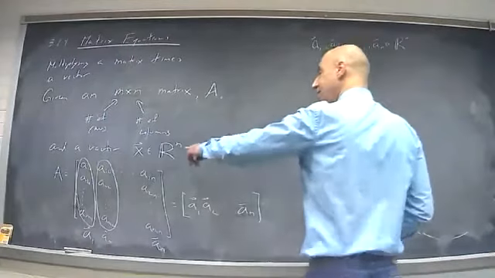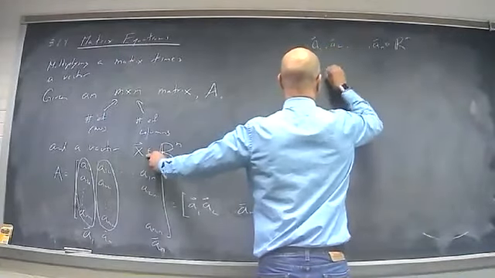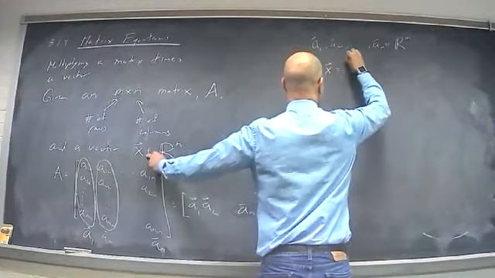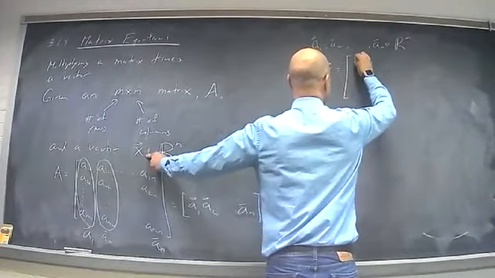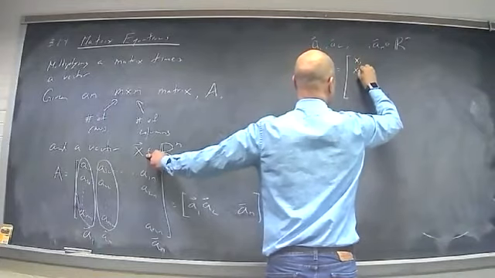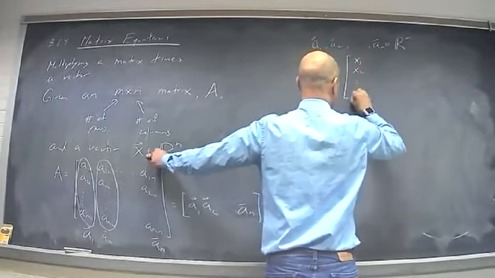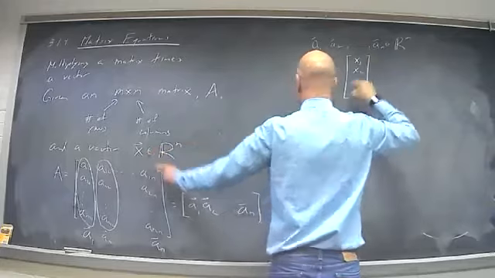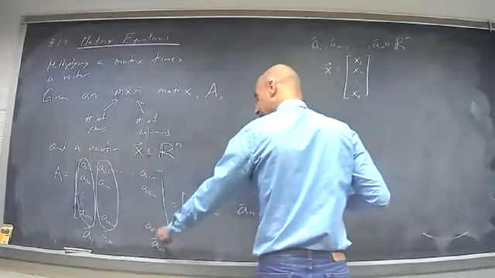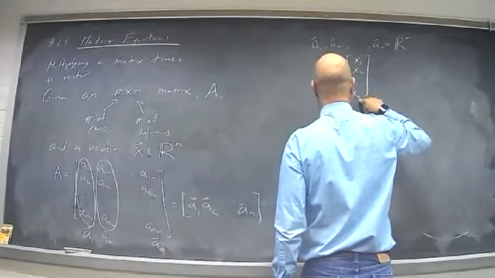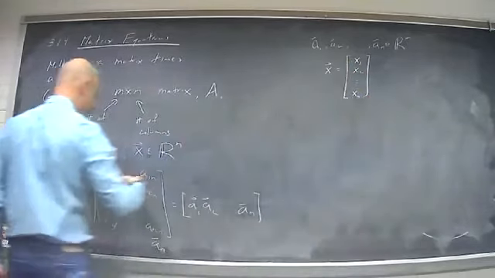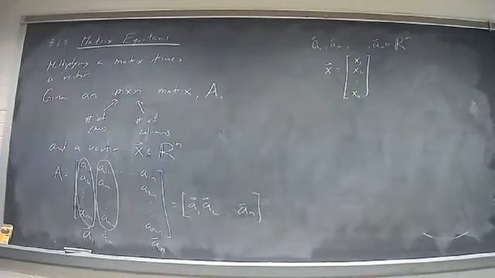But X has a different size. X has N entries. So X1, X2, all the way up to Xn. Each of these columns has M entries, but X has N entries. X has the same number of entries as this matrix has columns. That's important.